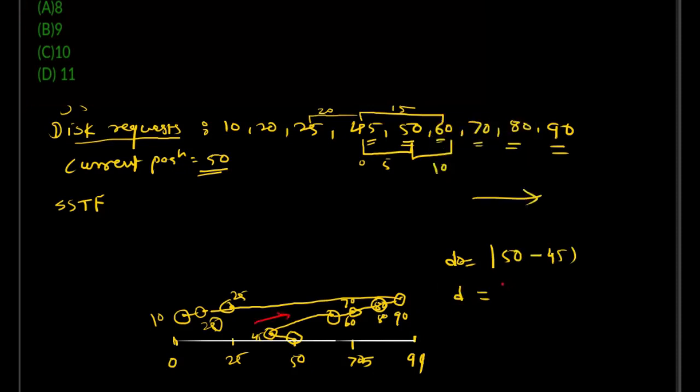So we can directly calculate the difference. Current is 45, last is 90. And from 90 to 10 there is no change in direction. So D is equal to current 90 minus 10. Okay, now calculate the differences.